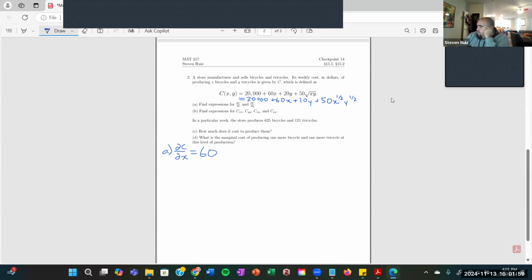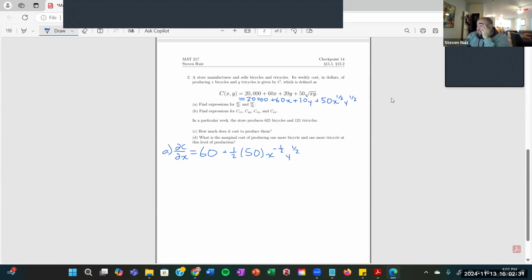Okay, so next, 50x to the 1/2. So x to the 1/2, that's going to be a variable. So I'm going to use the power rule. So plus 1/2 times 50 times x to what power? I take the 1/2 and I subtract it by 1. So that's x to the negative 1/2. And then the y to the 1/2, I just keep that.